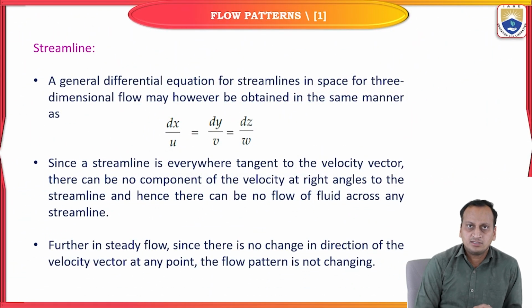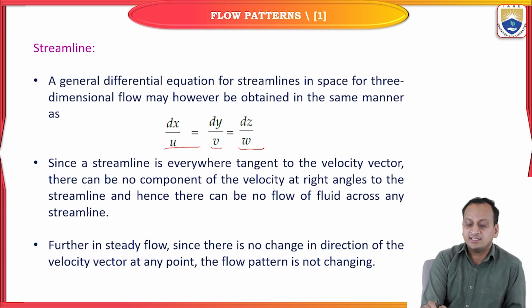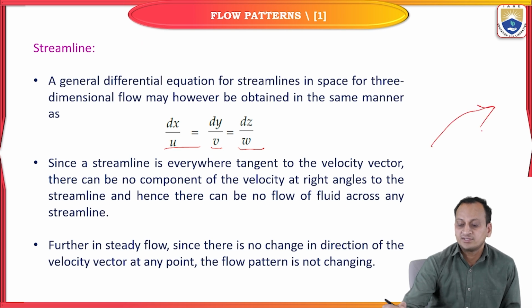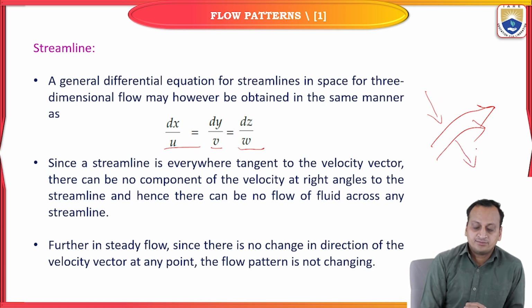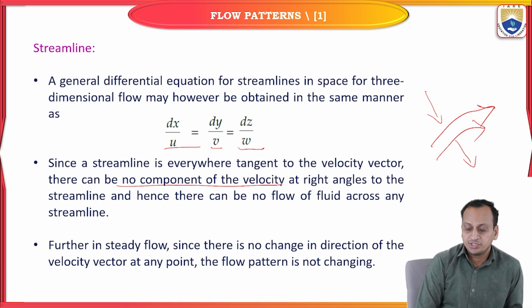If it is three-dimensional, we can express the streamline equation for a fluid particle as dx by u equals dy by v equals dz by w. Since a streamline is everywhere tangent to the velocity vector, there can be no component of the velocity at right angles to the streamline, and hence there can be no flow of fluid across the streamline. If the streamline flow is taking place like this, there will be no flow across the streamline, so there will be no velocity component at right angles to it.